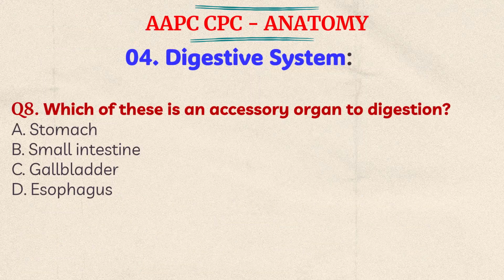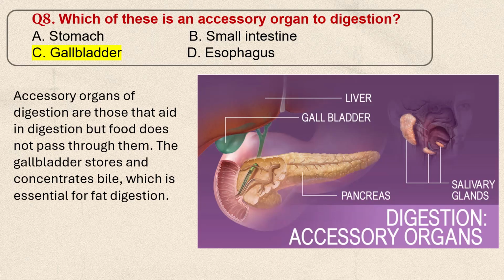Question number 8. Which of these is an accessory organ to digestion? A. Stomach. B. Small intestine. C. Gallbladder. D. Esophagus. Think the answer. The correct answer is C. Gallbladder. Accessory organs of digestion are those that aid in digestion, but food does not pass through them.